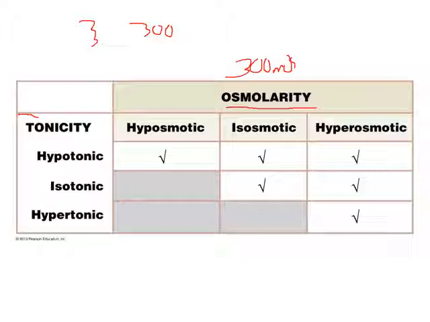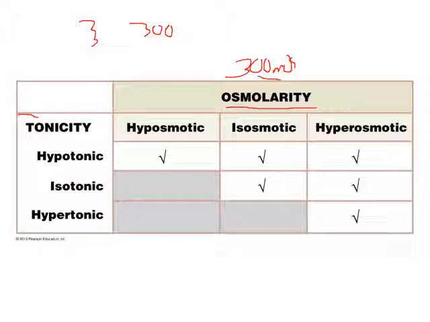Okay, this solution's 300. But what is that osmolarity telling you? It's just the number of particles. It's not telling you the nature of the solution or the solutes. Okay? What do we care about when we talk about tonicity? What is going to move the water? What kind of solute? Again, it's the non-penetrating solutes.